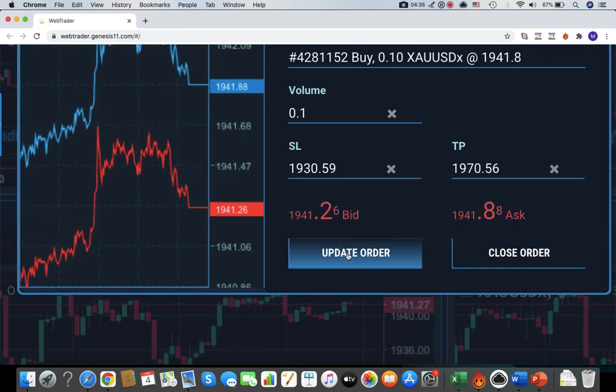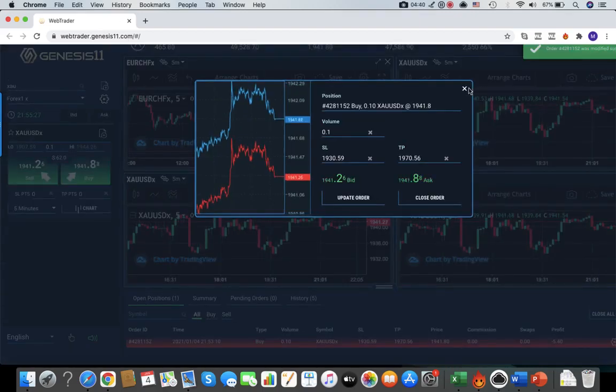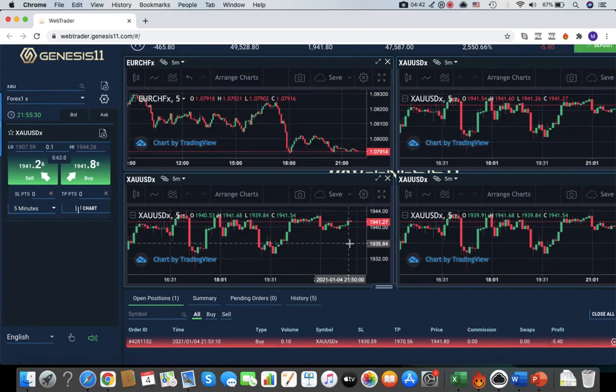I'm going to click update order. There we go. The order is updated and we are protected from a downside movement. But on the other hand, we can make a lot of money if it goes our way. It's a beautiful thing about the Genesis 11 platform. So again, you click on the search field, this window pops up with buy and sell, and then you can add take profit and stop loss on the red line on the bottom of the screen.